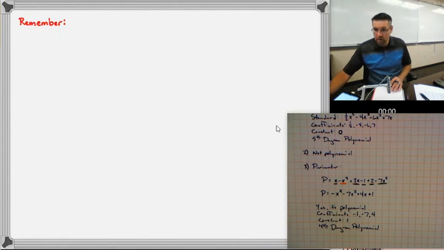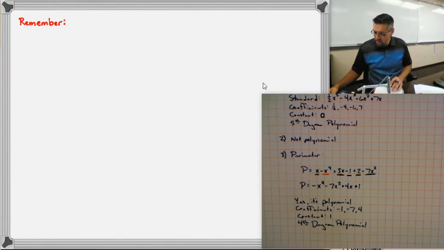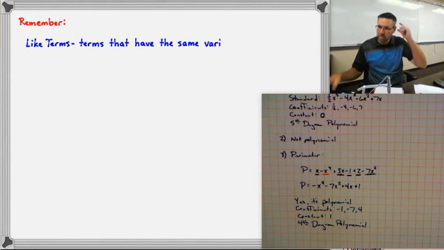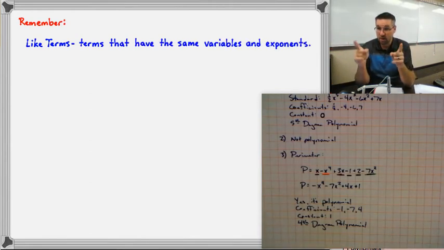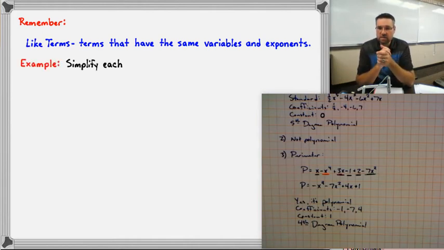Let's go ahead and look at something that you guys should be pretty familiar with, and that's the idea of combining like terms in a sense. Remember, like terms are two terms or multiple terms that have the same variables and the same exponents. They match. The variables and the exponents have to go together, okay? So an example of this is, let's say I wanted to simplify each of these expressions.